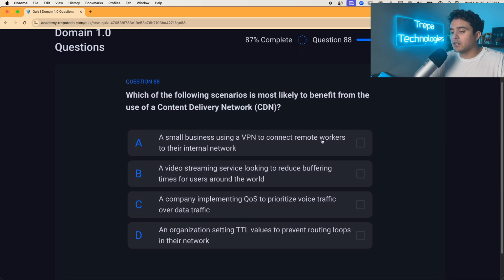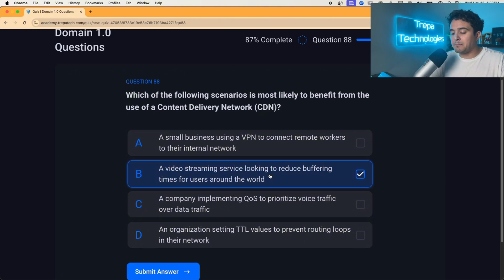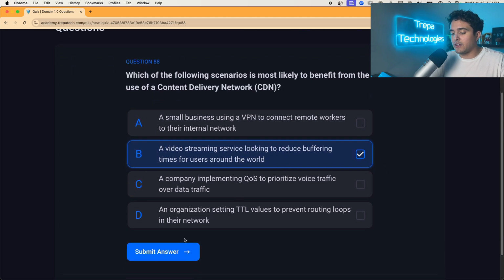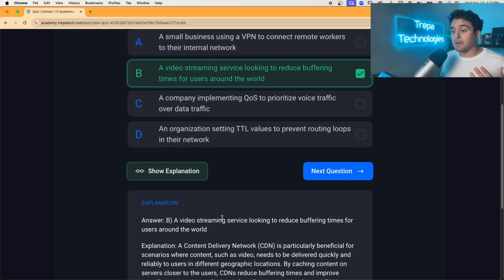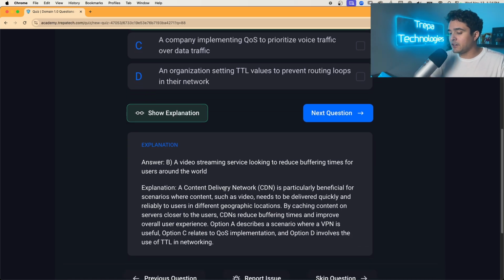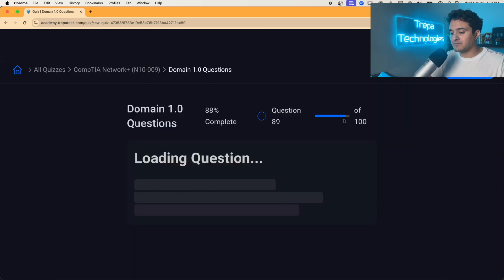Question 88. Which of the following scenarios is most likely to benefit from the use of a content delivery network? So we're going to go with B, a video streaming service looking to reduce buffering times for users around the world. That's what a CDN could be used for, right? It's to improve our response times for geographically dispersed locations, especially for an international enterprise or organization providing some sort of web-based service. Go ahead and pause the video if you'd like to read the explanation.